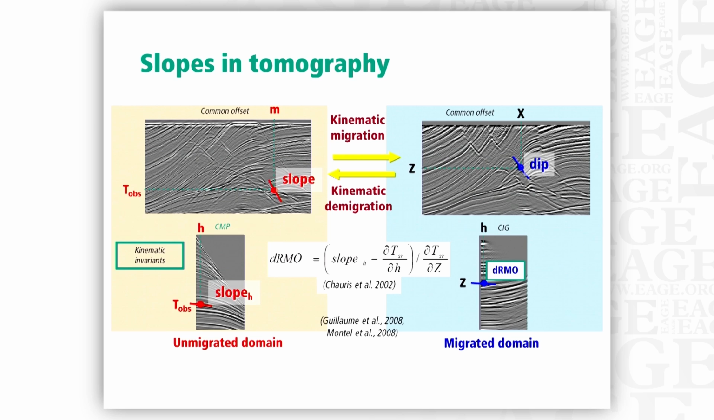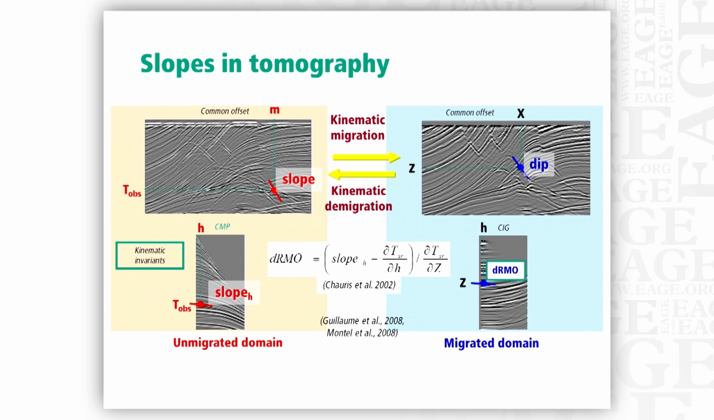Through a kinematic demigration, you can go back to the unmigrated domain where you will characterize the local event by its midpoint position, its time, and its slope. And through migration and demigration, you can go from one side to the other. But for the tomography, the important panels are those below. The common image gather on the right, the CMP on the left. You can also have the slope, the local derivative of the residual move-out curve in the common image gather.